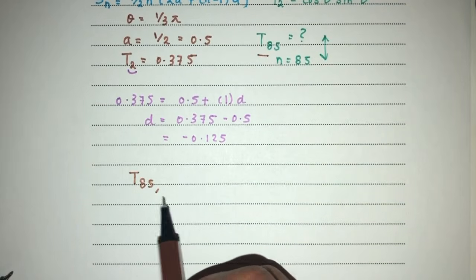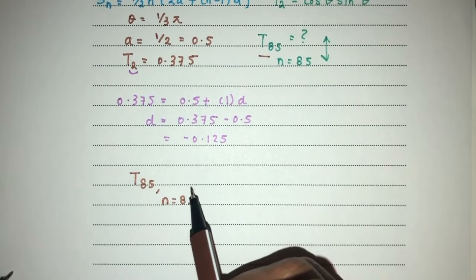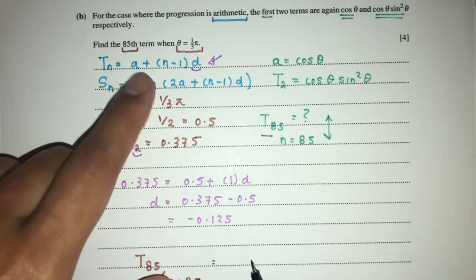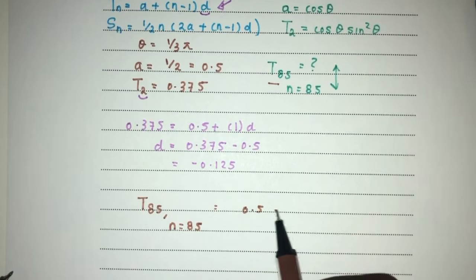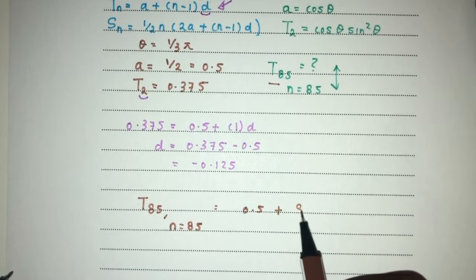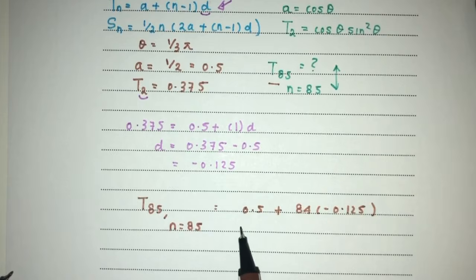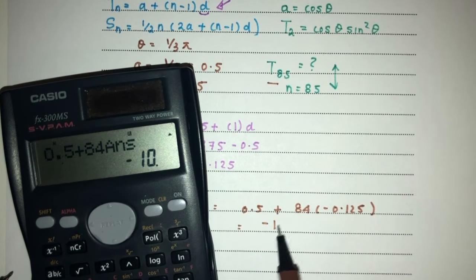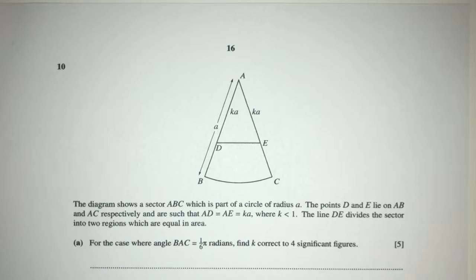Now we can find this one pretty easily. T85 will be what? When the value of n has to be 85. Let's see what we have for this answer. So replace back in the equation. A is given to you, obviously, by 0.5, as we have seen here, and plus n minus 1 is 85 minus 1 is 84 times D. D is minus 0.125 for the value. Let's solve one by one to see what happens. 0.5 plus 84 times the answer. That should be minus 10 as your answer. And this is the question number 9. Let's move on to question number 10.